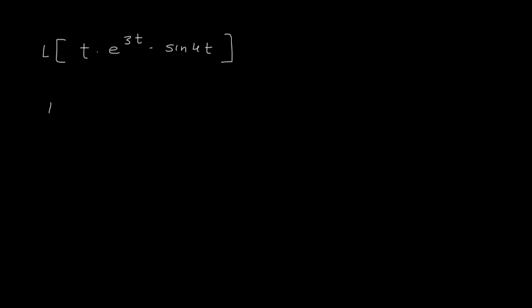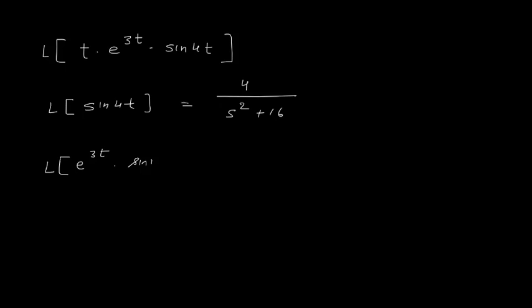So first of all, I have to find Laplace of sin 4t. Now Laplace of sin 4t is what? By formula it is 4 upon s square plus 16. Then I use the first shifting theorem for e power 3t into sin 4t. For this, wherever there is s, I will replace it with s minus 3. So it will become s minus 3 the whole square plus 16.